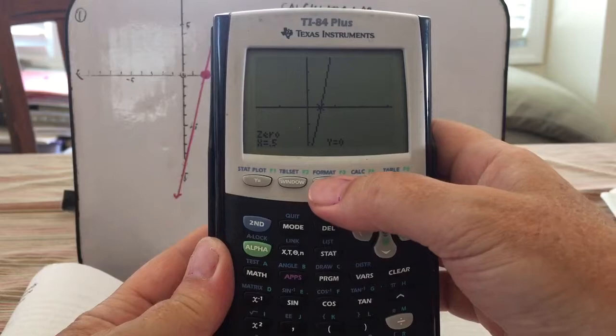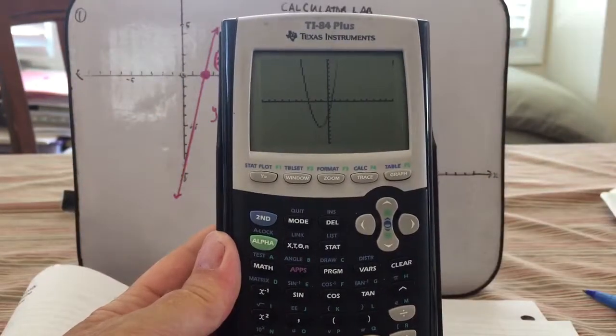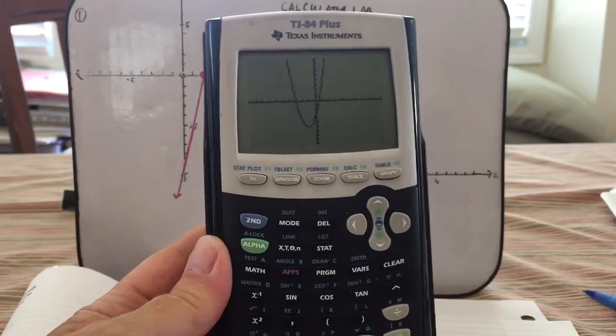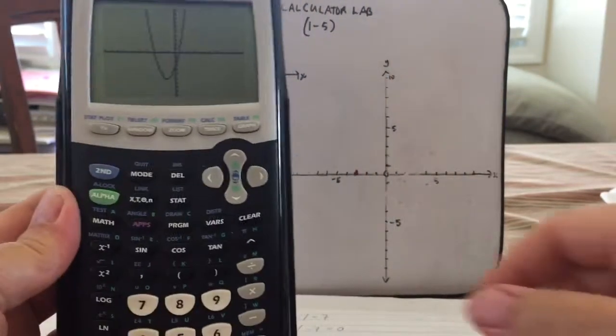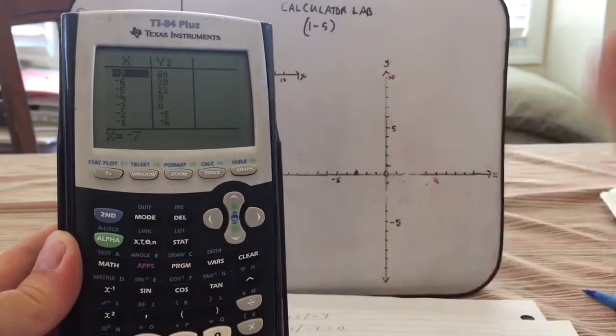Okay, so I'm just going to go back to the standard screen, zoom number 6. This is the standard screen, 10 by 10. Okay, now let's go back to how do we graph this thing? Well, we need some points to graph. So once again, I'm going to go second table to get a list of points to graph.